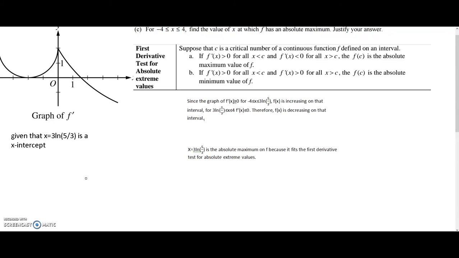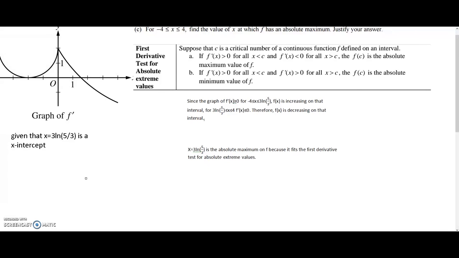For negative 4 ≤ x ≤ 4, find the values of x at which f has an absolute maximum. Justify your answer. Since we're finding an absolute maximum, we're going to use the first derivative test for absolute extreme values. We are given the graph of f prime of x as well as the x-intercept, which is x equals 3 ln of 5 thirds.